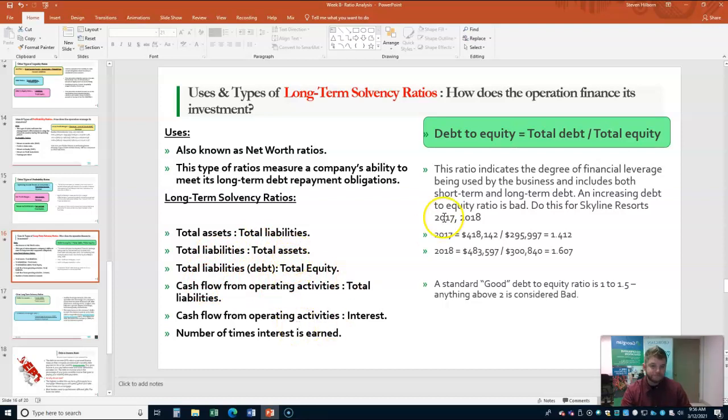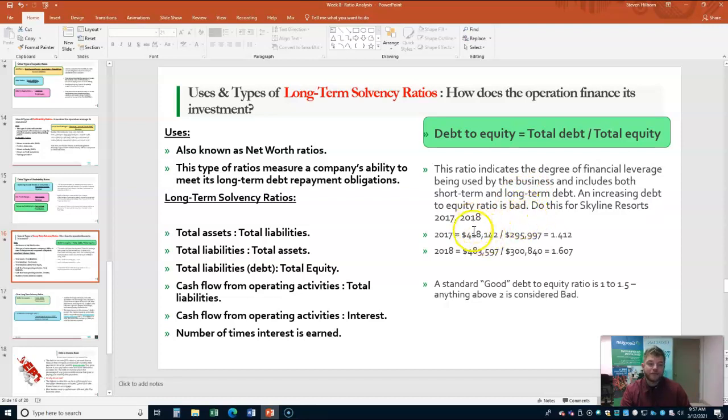There are a ton. One of the major ones that we look at is the debt to equity ratio. So how much debt do I have and how much is my company worth? It indicates the degree of financial leverage being used by the business and includes both short-term and long-term debt. Any increasing debt to equity ratio is bad.